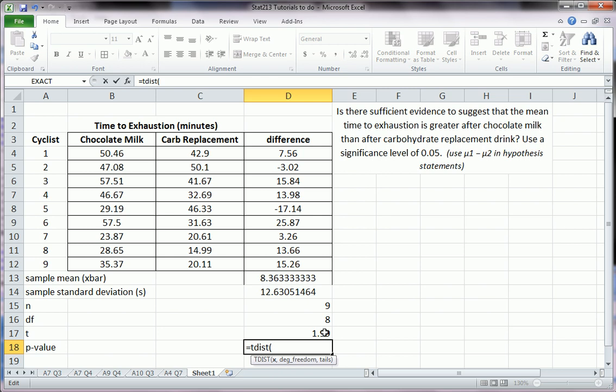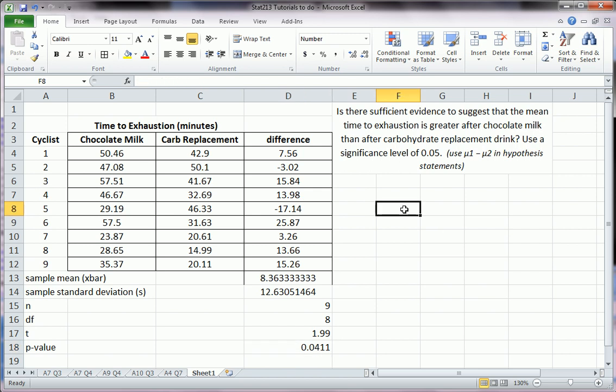The first argument is the test statistic. The second argument is your degrees of freedom. And the third argument is the number of tails. So for us, just one tail. Close parentheses, hit enter, and here is our p-value. Let's reduce a couple of these decimals. We see that our p-value is less than our alpha, right? Alpha was 0.05, our p-value is 0.0411.